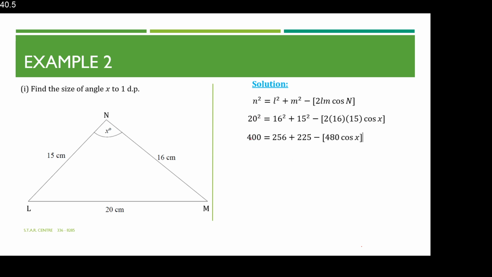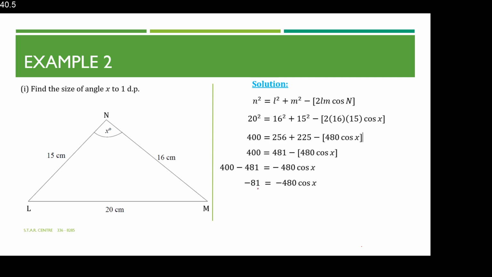Simplifying, 20 squared would be 400, 16 squared is 256, 15 squared is 225 minus, and in brackets 2 by 16 by 15 gives 480, and this remains as cos x. And just simplifying these two values here, the 256 plus 225 to give the 481, and then I'm going to solve for x. So we are going to do that step by step. So now on the left hand side we'll have 400 minus 481 is equal to, and we are left with this part of it, minus 480 cos x.